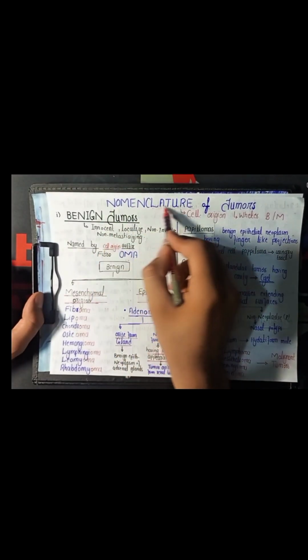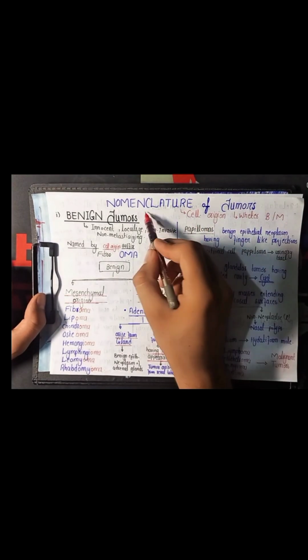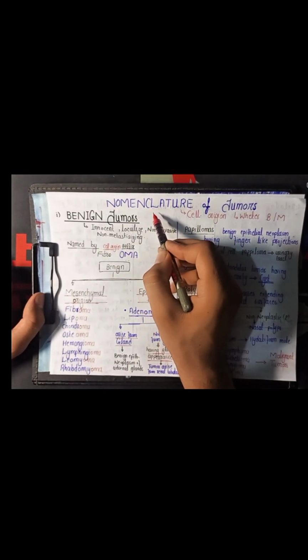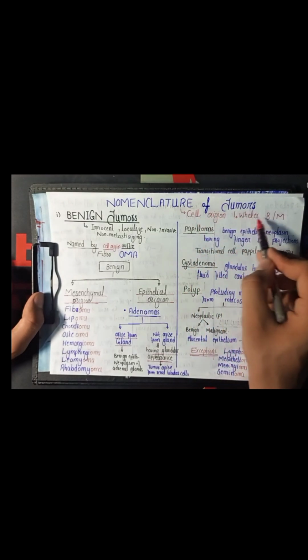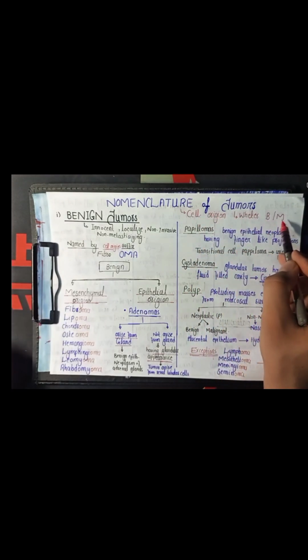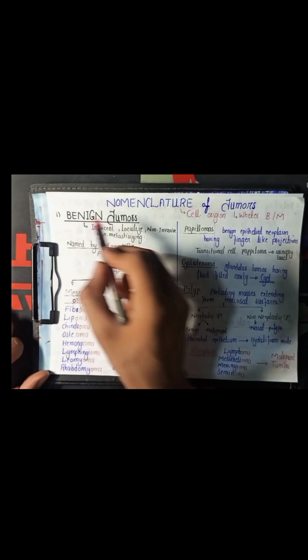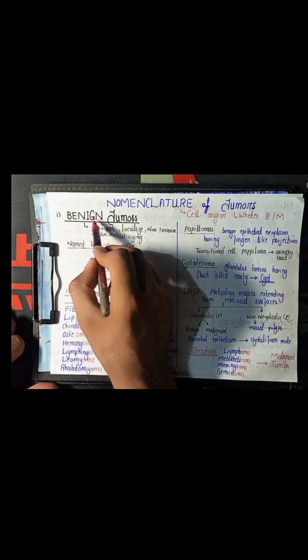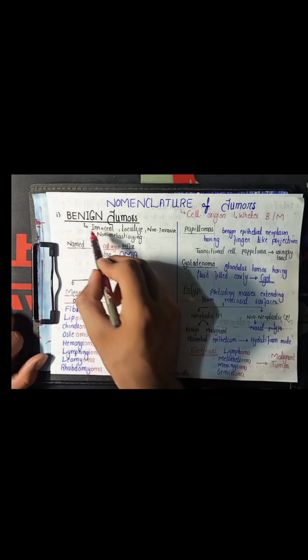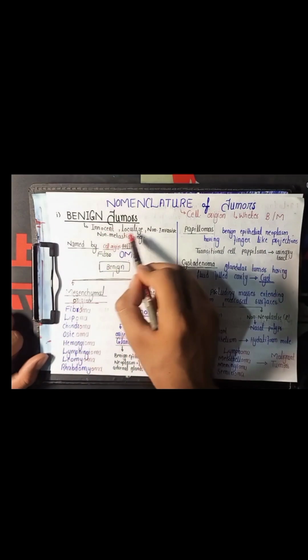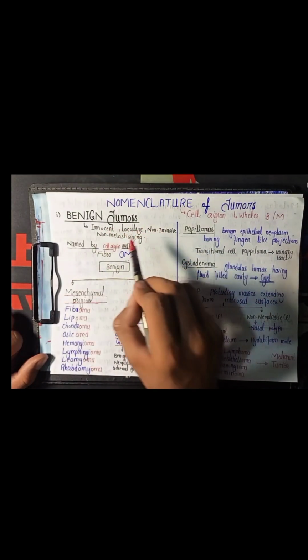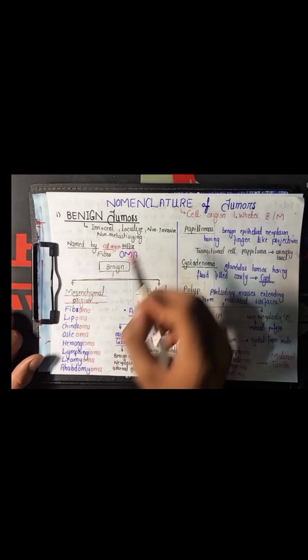Now let's talk about the nomenclature of tumors. Nomenclature means the naming of tumors, and the naming depends upon the cellular origin, and similarly it also depends upon whether the tumor is benign or malignant. The first one is nomenclature of the benign tumors. Benign tumors are innocent tumors, and they are well encapsulated. Hence, they are localized, non-invasive, and non-metastasizing tumors.